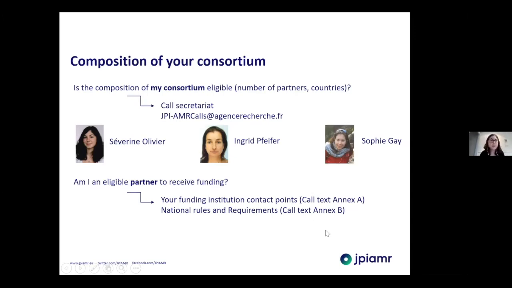And during the application procedure, we'll be in contact with the project coordinators. And then, as I was saying before, you can also contact your own funding organization to check your national eligibility. And so all funding institution contact points are indicated in the Annex A of the call text, and the national rules and requirements are indicated in the Annex B of the call text.